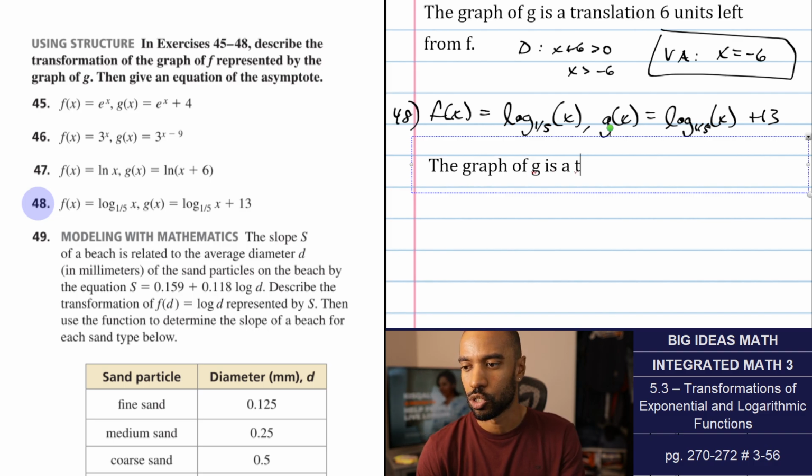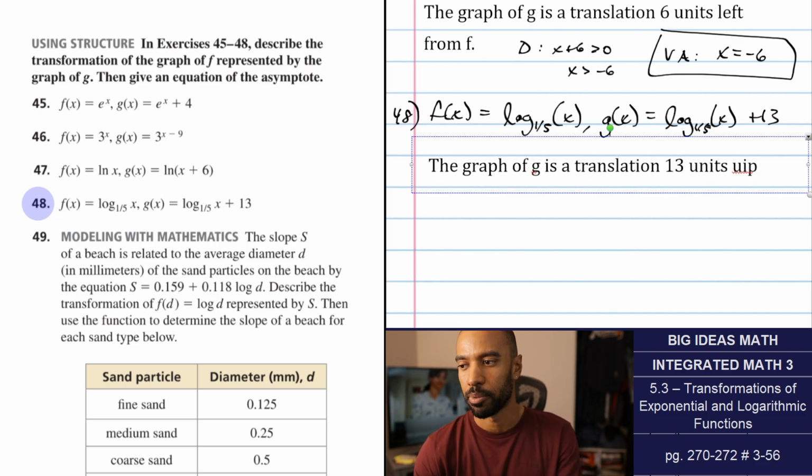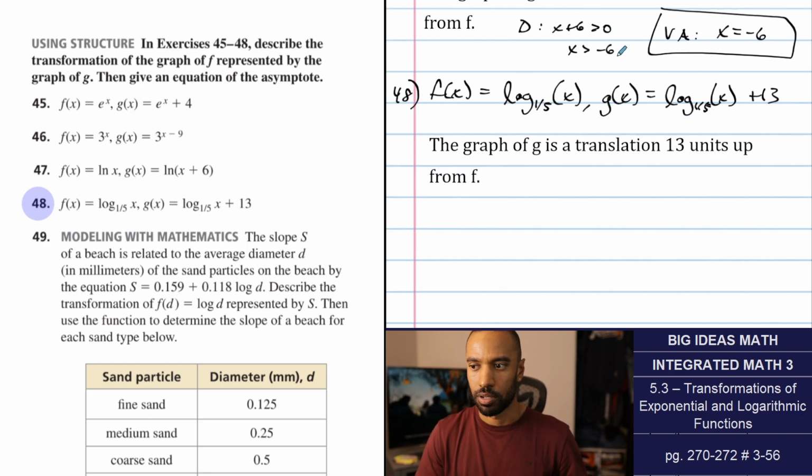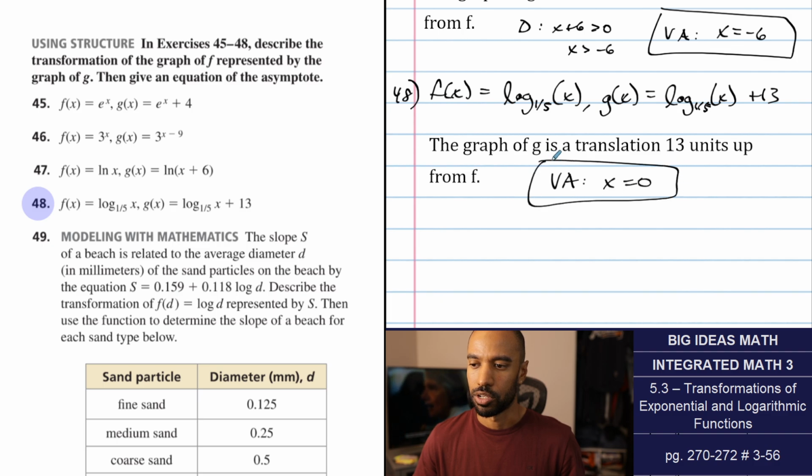g is a translation 13 units up from f. So 13 units up from f, the x tells us to be greater than 0, so x equals 0 is going to be a vertical asymptote, just like the original f of x function. There's that one.